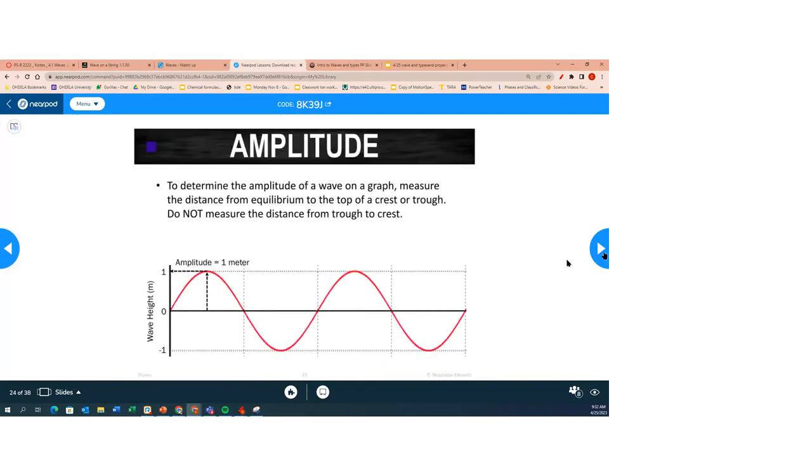All right, to determine the amplitude of a wave on the graph, measure the distance from the equilibrium to the top of the crest or trough. Do not measure the distance from the trough to the crest. So just from the rest position to the top.